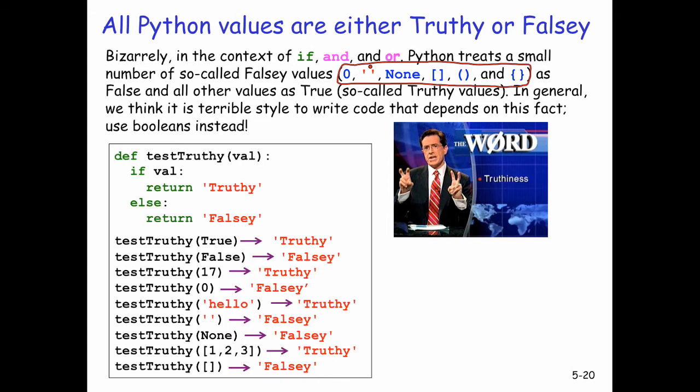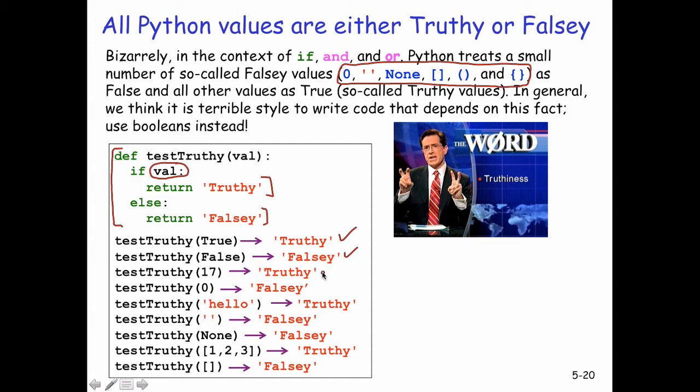So consider the following test. Here we define something called test truthy, and all it does is take in a value and put the value in the test position of an if statement. If the then arm is taken, it returns truthy, because it's a truthy value, and if the else arm is taken, it returns falsy, because it's a falsy value. If we go through our examples, we certainly expect that true should be a truthy value and false should be a falsy value.